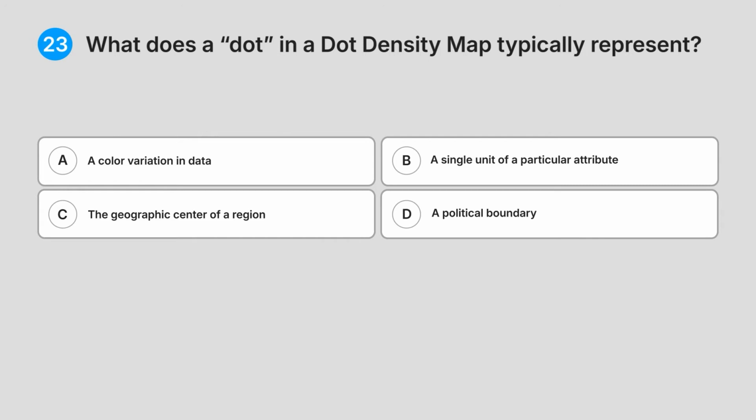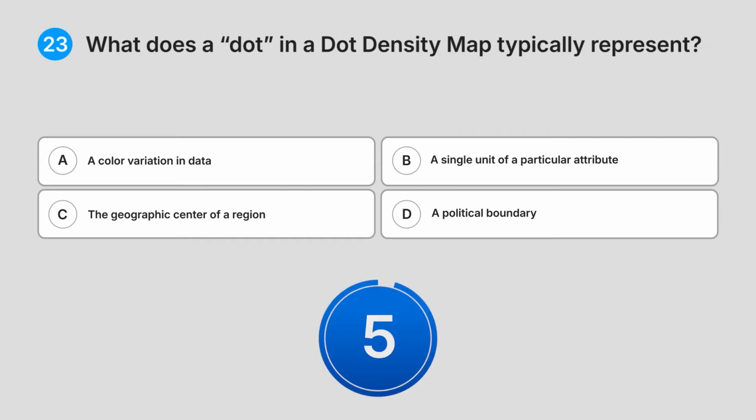A. A color variation in data. B. A single unit of a particular attribute. C. The geographic center of a region. D. A political boundary. Can you guess the answer?